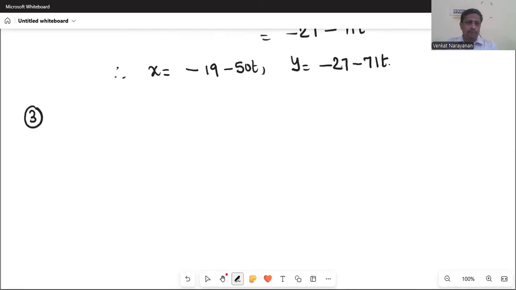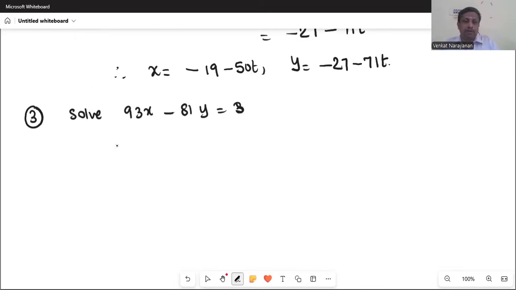Third one, the same model. I can explain another problem for this concept. Solve 93x minus 81y equal to 3.